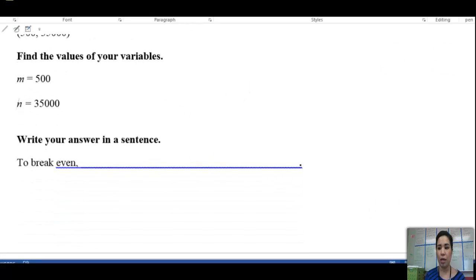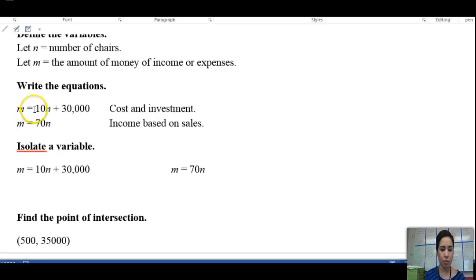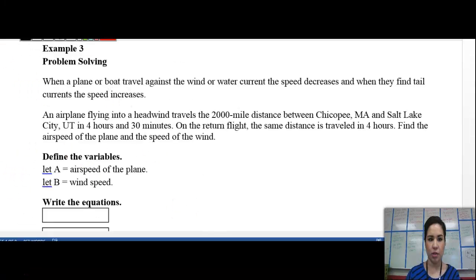So to break even, again, let's just be sure that those are my variables. M was the amount of money in income or expenses, and N is the number of chairs. So if I make 500 chairs, I will make $3,500, which means that I will break even, barely enough to make zero amount of money. Okay guys, so let's go ahead and do example 3.